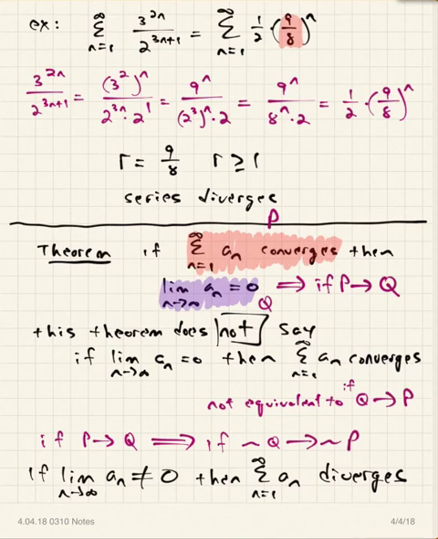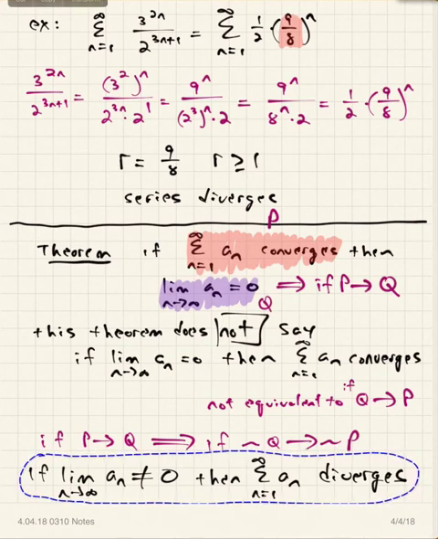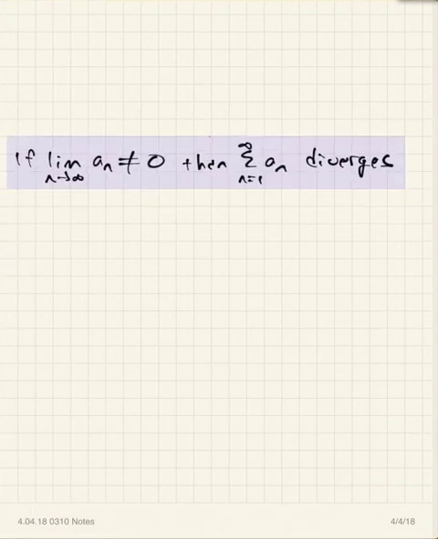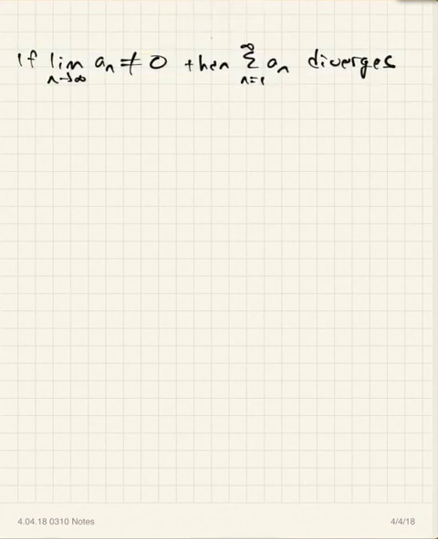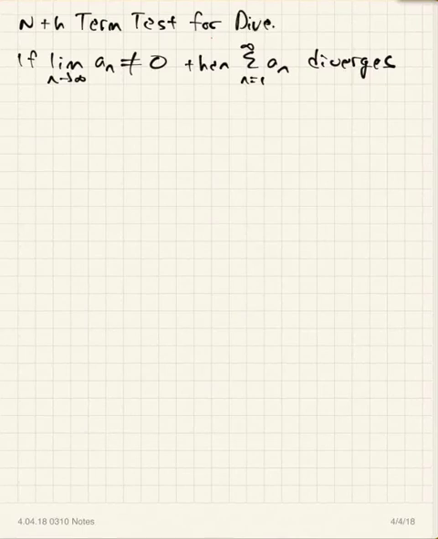In fact, that is an important enough theorem that this version of that first statement here, we're going to copy that and put it on the next page, and we're actually going to call it something. This is sometimes called the nth term test for divergence. It's called the nth term test for divergence.